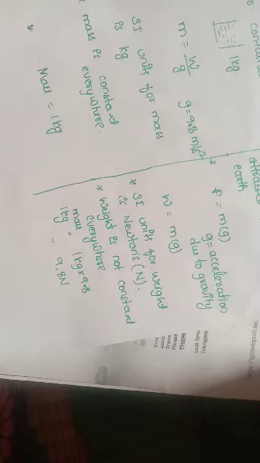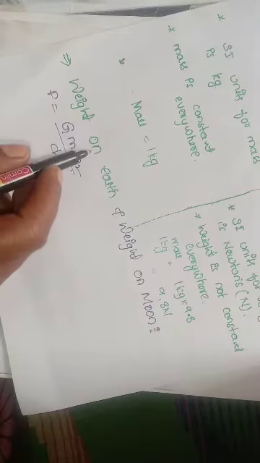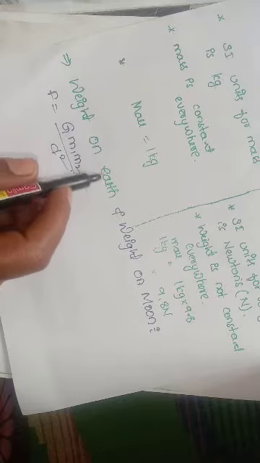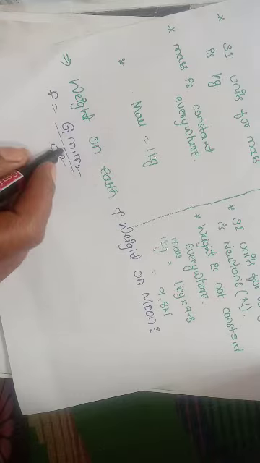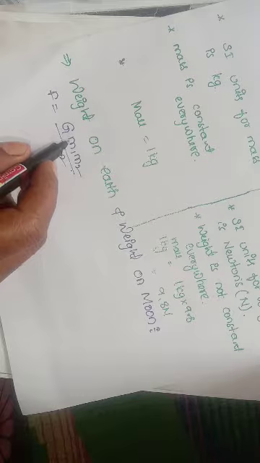Okay, so let us see weight on earth and weight on moon. Same object, how much it weighs on earth and on moon. Okay, let us see weight on earth and weight on moon. So we already found the formula in last class.